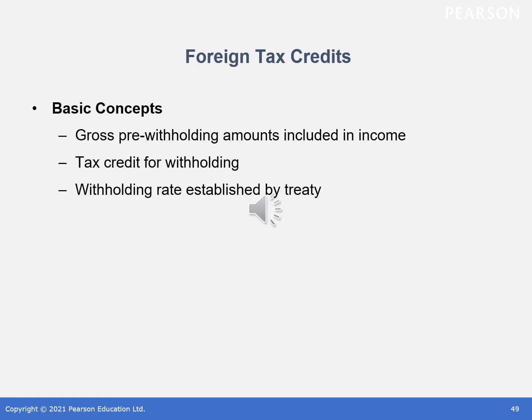Jumping over to foreign tax credits now, the basic concept for it is that the gross pre-withholding amounts are included in income. We talked a little bit about that in an earlier chapter. There's a tax credit for any withholding taxes by that foreign country, and the withholding rate is established by a treaty with that said country.